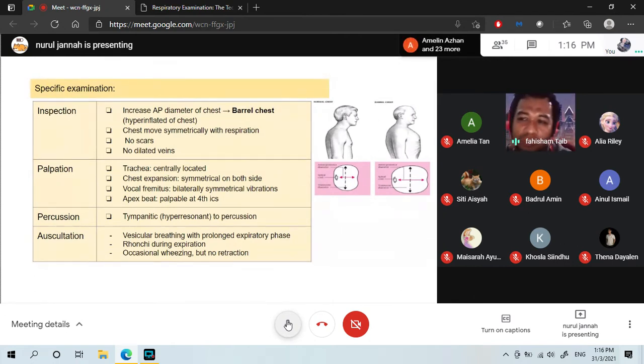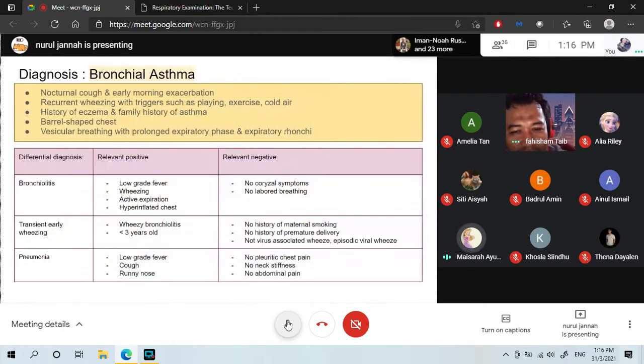Why is it important to recognize the Harrison sulcus? What is the physiology? How did it develop? Okay, something like that. Okay, come on. Let's move on.